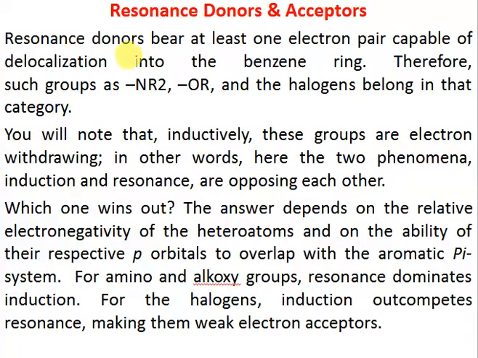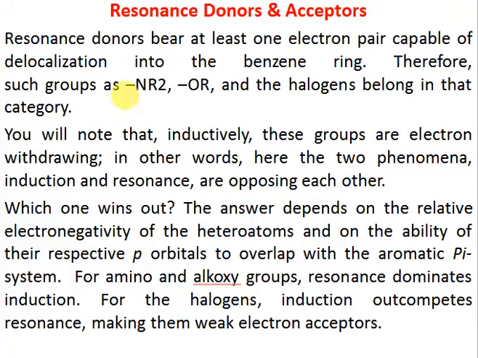So such groups include the amino groups, the oxygen groups, which can be in the form of a hydroxy group or ether, and the halogens, right? All of these groups, the nitrogen, oxygen and the halogen, have lone pairs, they have shareable electron pairs. So these groups act as electron donors, right? If you just consider these, the same groups are also electron withdrawing with respect to the inductive effect, right?